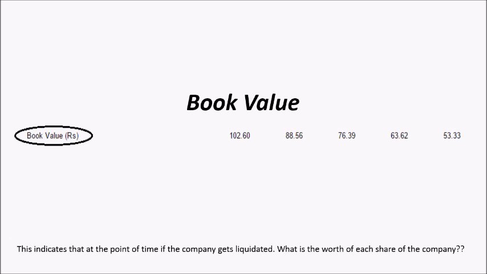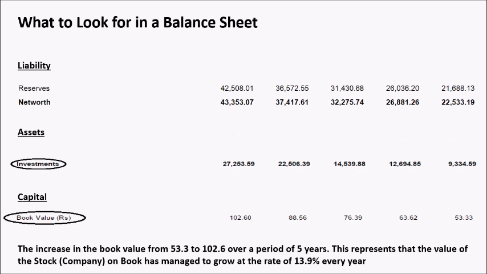This indicates that at the point of time if the company gets liquidated or turned into cash, what is the worth of each share of the company. By obtaining the average book value growth, one can estimate what each share of the company will be worth in coming years. Let's now see what to look for in our balance sheet.